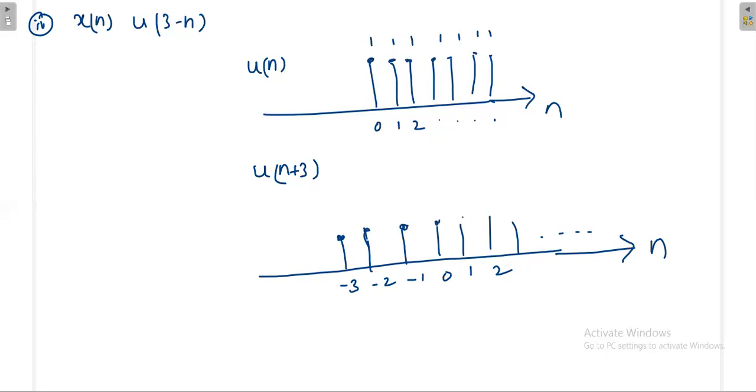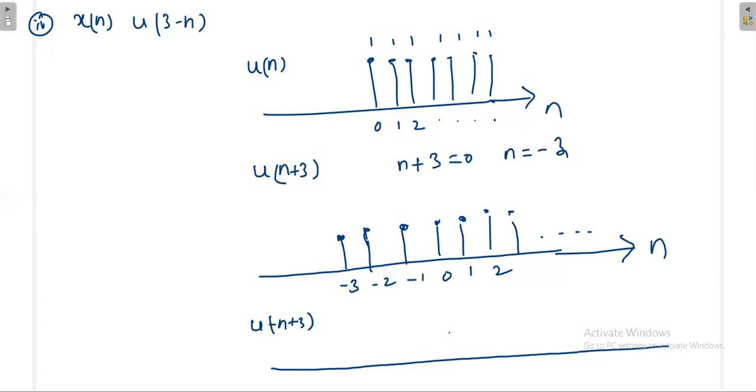Your u of n plus 3 means u of n shifted towards the left by 3 units. How to identify that? Because n plus 3 is equal to 0, n is equal to minus 3. That means the original diagram has to be shifted towards the left by 3 units. So now this is u of n plus 3. But we need u of minus n plus 3. That means we have to apply the time reversal for this diagram. If you apply the time reversal, you'll get it like this.